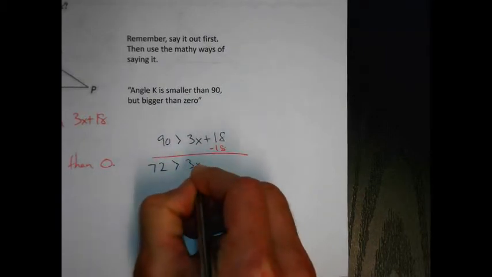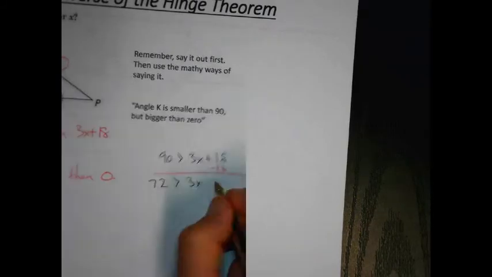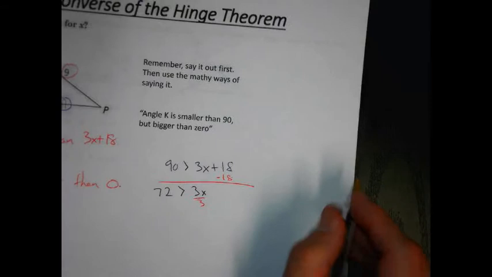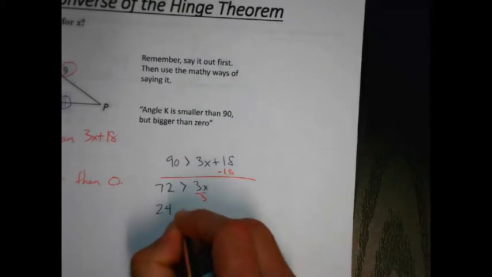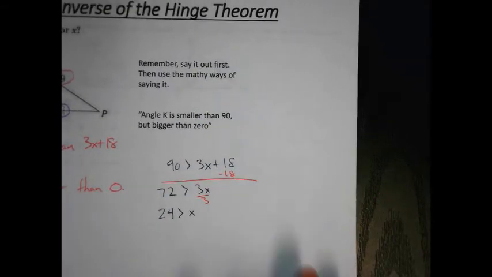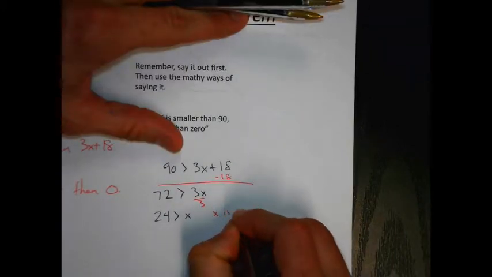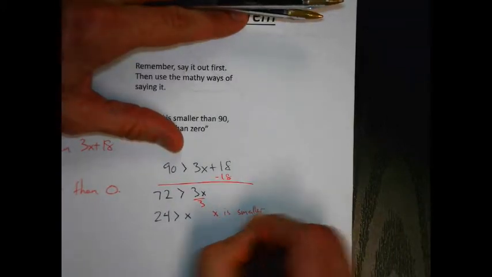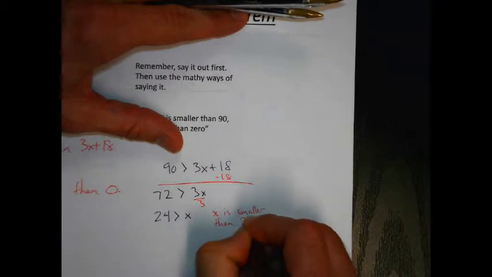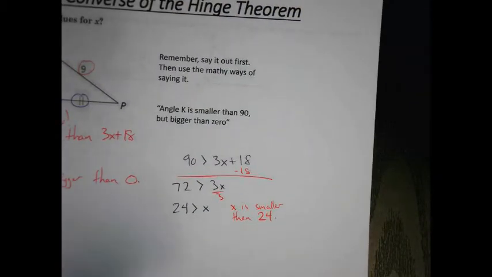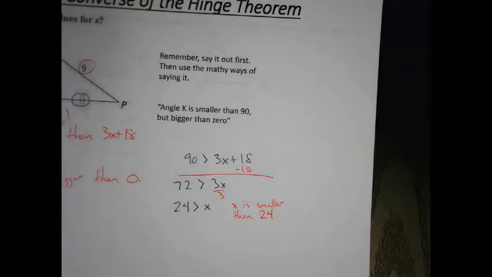How do I solve for x now? Divide by 3. 72 divided by 3 is 24, right? So I hope. 24 is greater than x. Well, that's interesting. That means x is smaller than 24, right? Hopefully you see that x is smaller than 24. You have to see that. Okay, we're talking about the x values. So even though 24 is greater than x, that means x is smaller than 24.